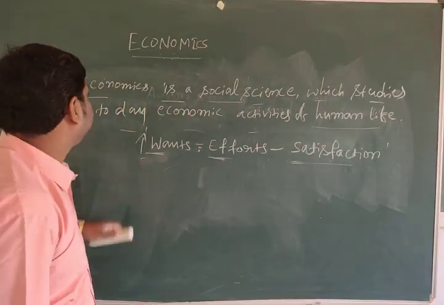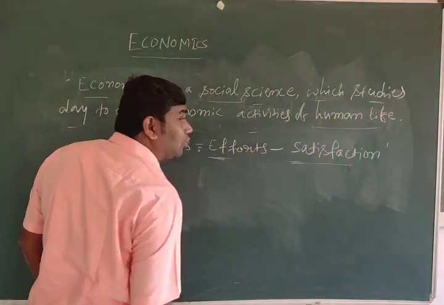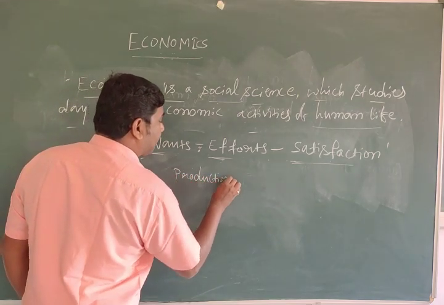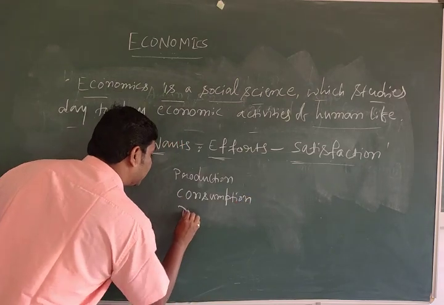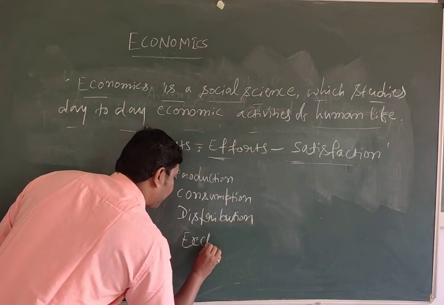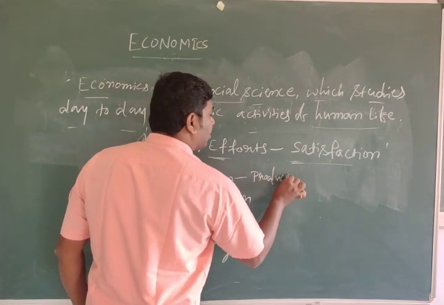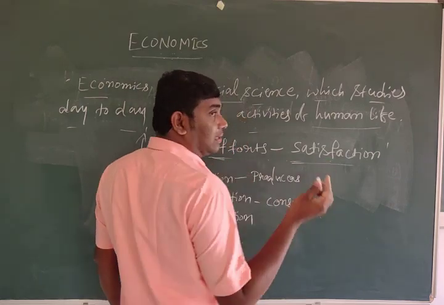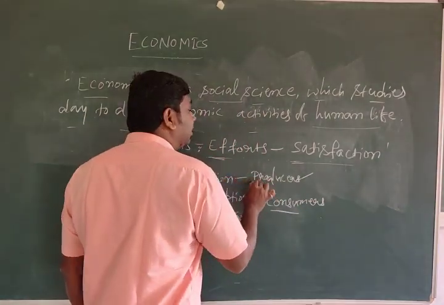So economics is a social science which studies day-to-day economic activities of human life. Day-to-day economic activities, that is production, consumption, distribution, exchange. Okay, production, like producers. Who will do the production? Producers. Who will do the consumption? Consumers. For example, this chocolate is produced by producers, used by consumers. We are the consumers. Those who are producing, they are producers.